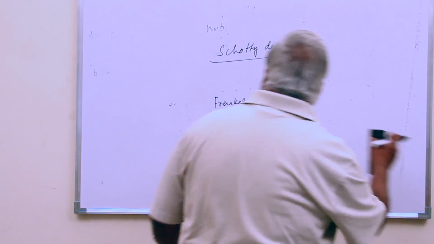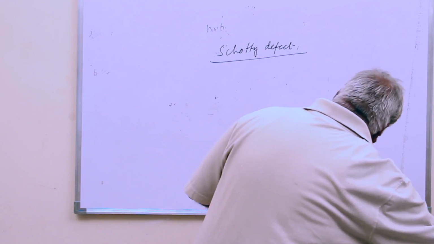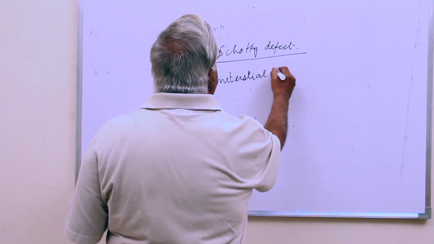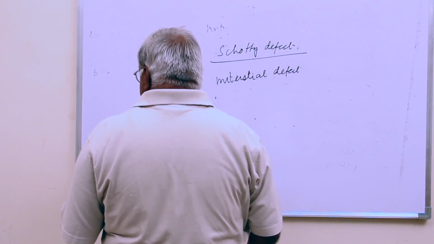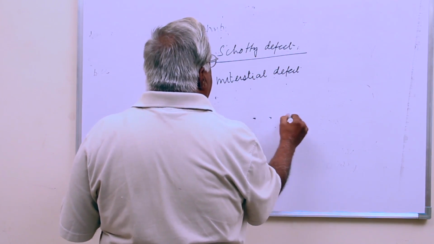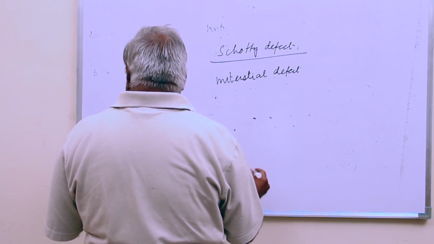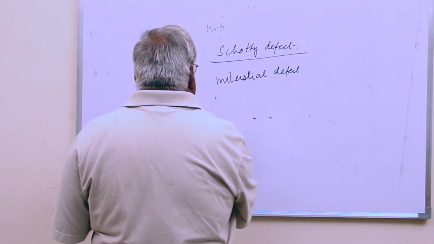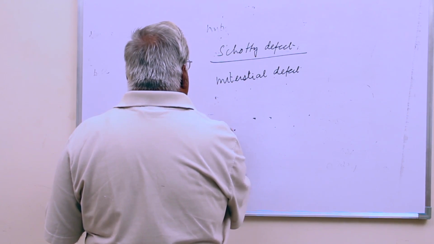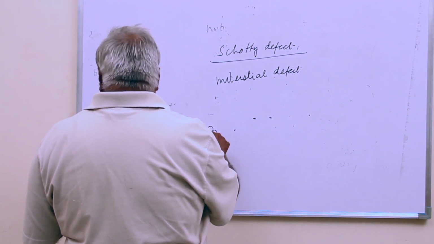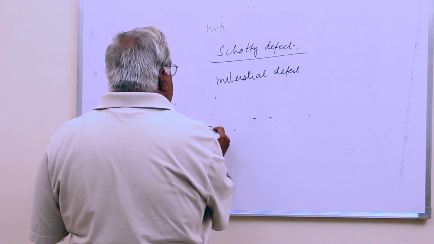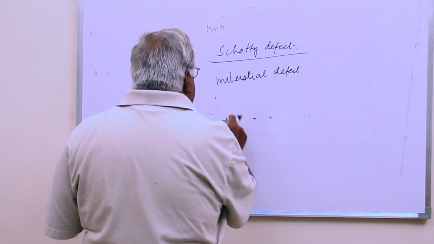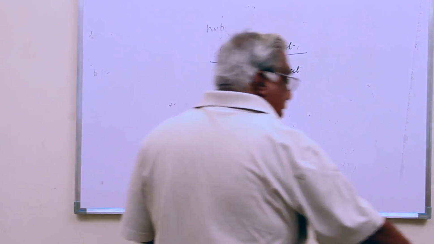Or in other words, we will consider this defect first and then come to the Frenkel defect. It is called an interstitial defect. By that we mean we have an atom here, an atom here, and an atom here, and you have a hole in between. This hole is called an interstitial site. So if an atom is present in the interstitial site, we call it an interstitial defect.